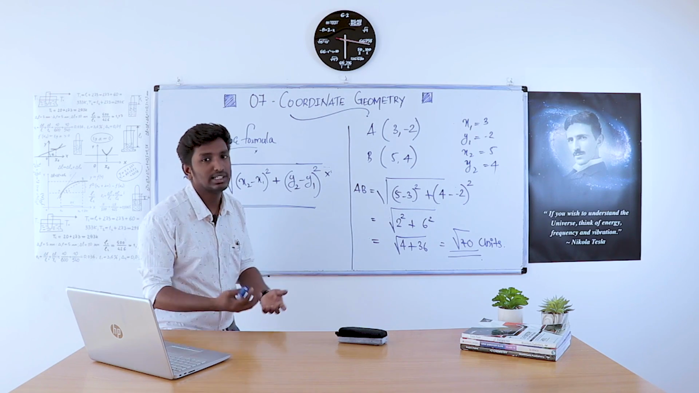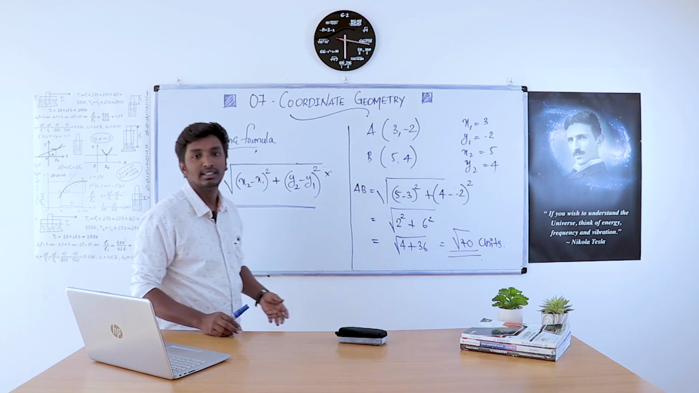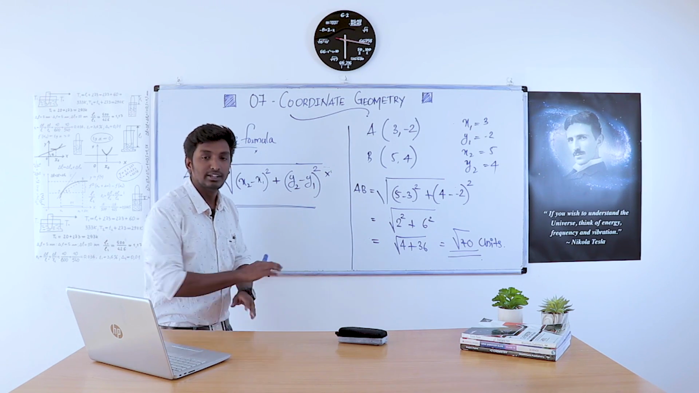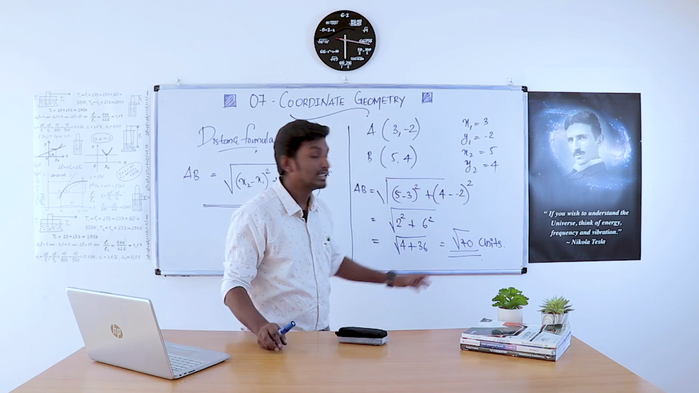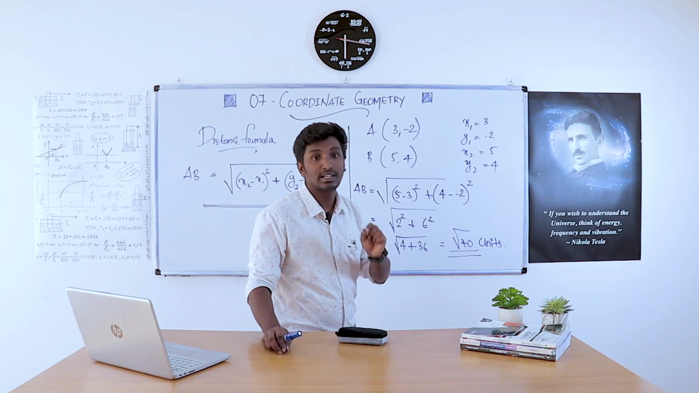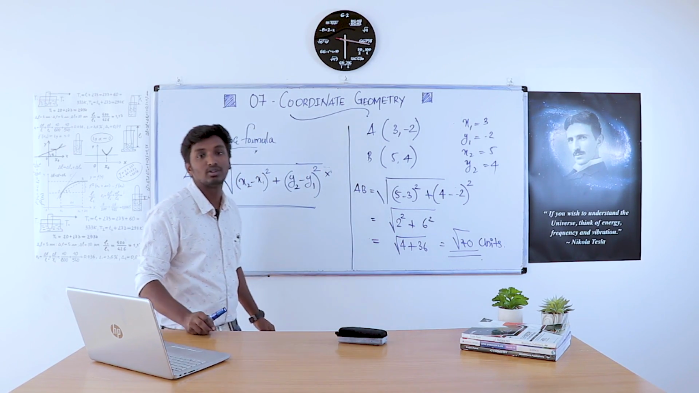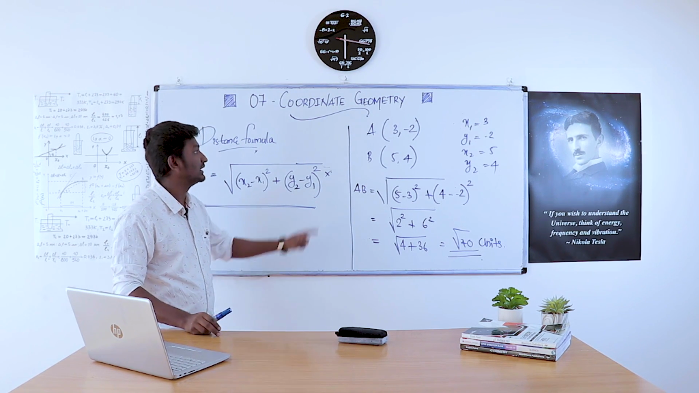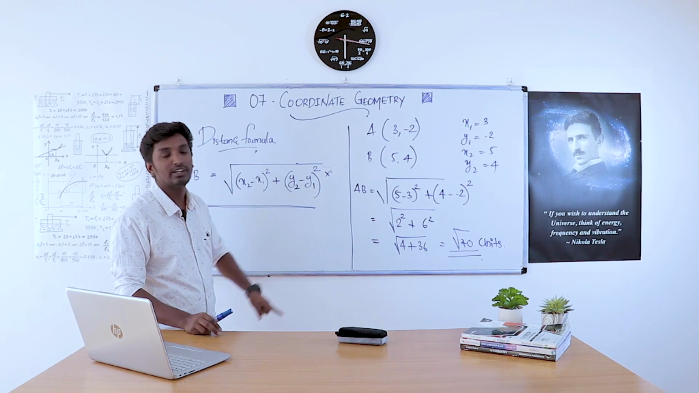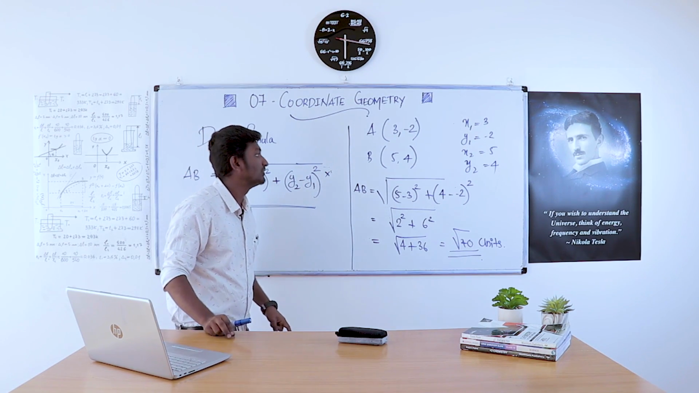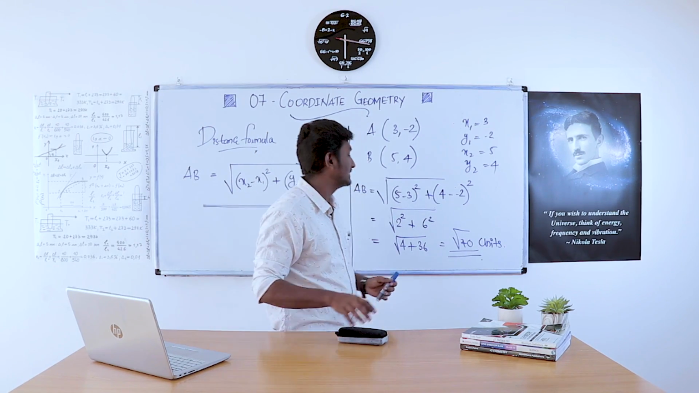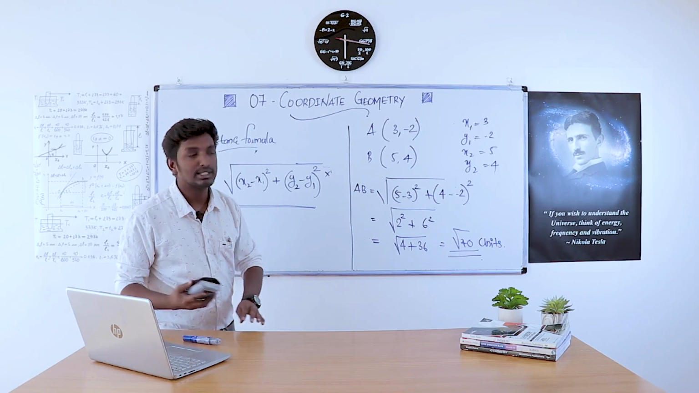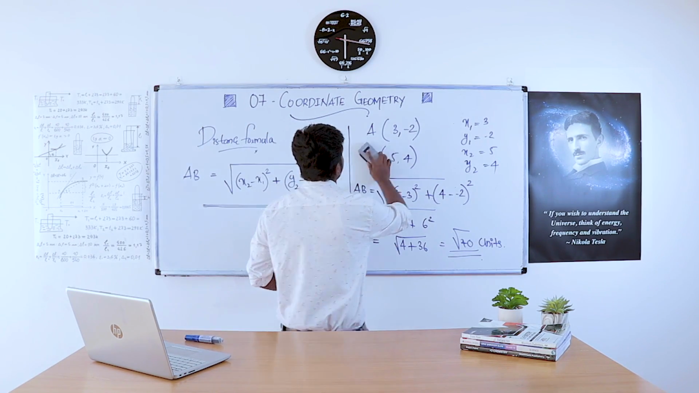In 90% of cases, nothing is mentioned in the question, just the coordinates are given and you need to find the distance between them. If nothing is given related to the unit, then just mention it as root 40 units. Never write it as centimeter or meter or millimeter or kilometer. So the distance between A 3, minus 2 and B 5, 4 is root 40 units. Now we need to solve some problems related to this distance formula.